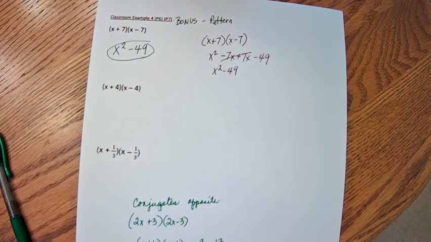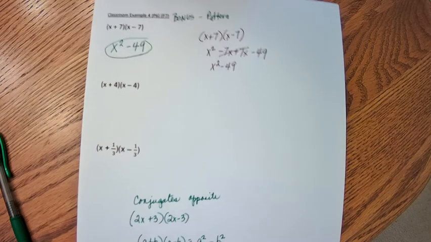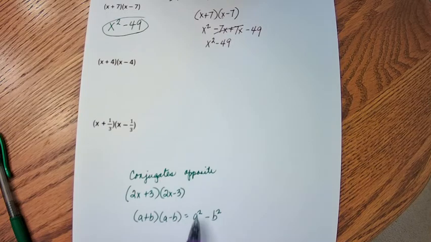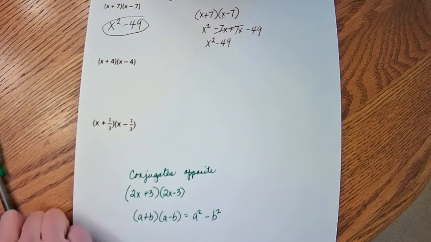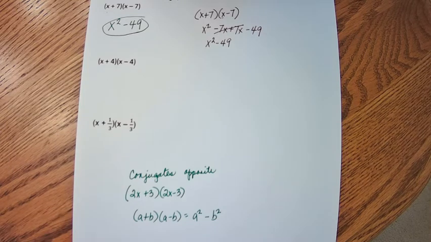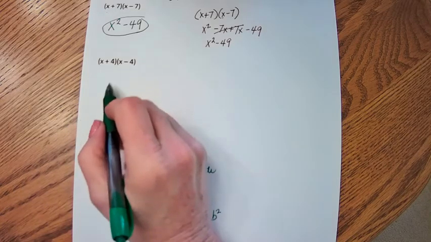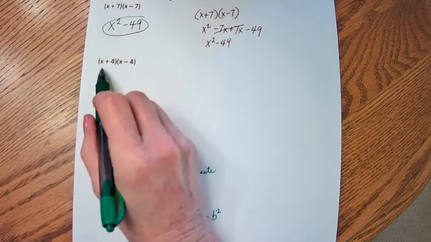So again, this is all gravy. This is all bonus if you remember these patterns and want to apply this rule. If you don't want to apply this rule and you want to FOIL all the time, that's okay. You'll still come up with the right answer. But let's practice applying this rule when you're multiplying conjugates.